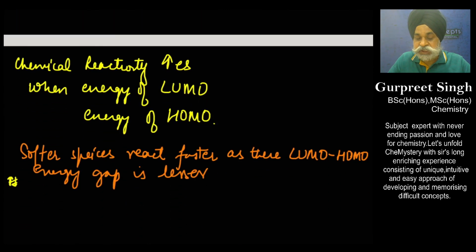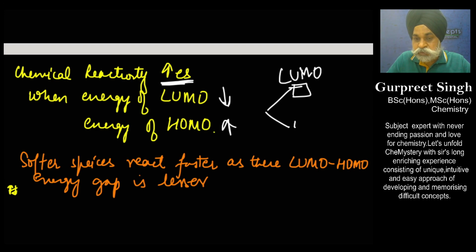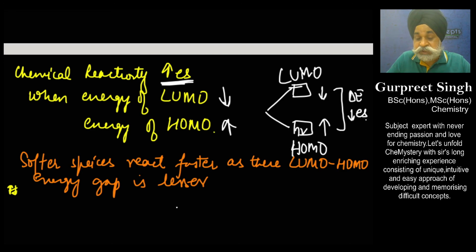chemical reactivity. This is also a very beautiful thing which you should remember from the MCQ point of view: chemical reactivity increases when the energy of LUMO, the lowest unoccupied molecular orbital, decreases and that of HOMO increases. So if this is the LUMO and this is the HOMO, and this energy goes up and this goes down, this energy gap decreases. So delta E decreases, and if this energy difference decreases, the reactivity increases.